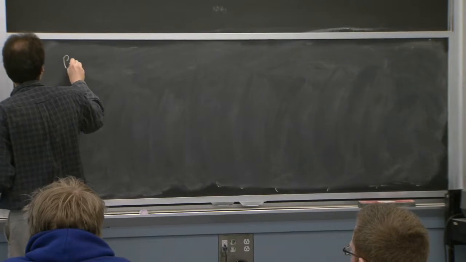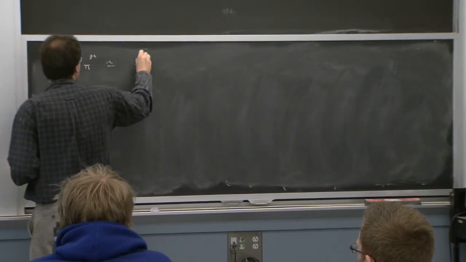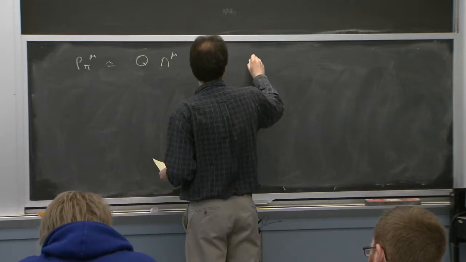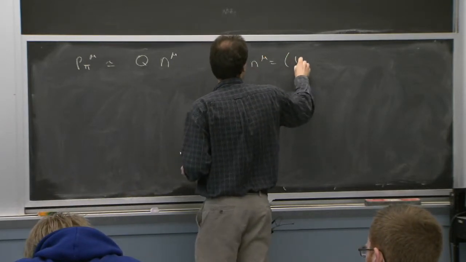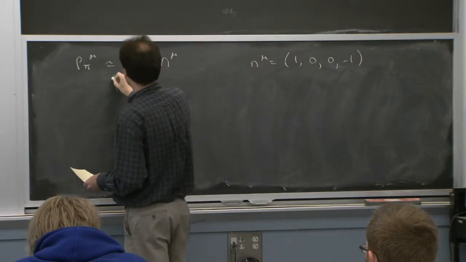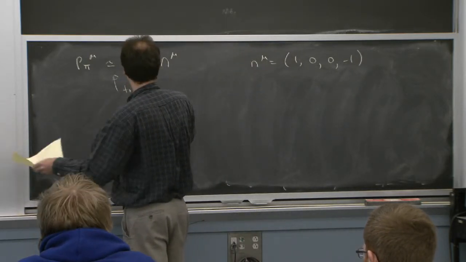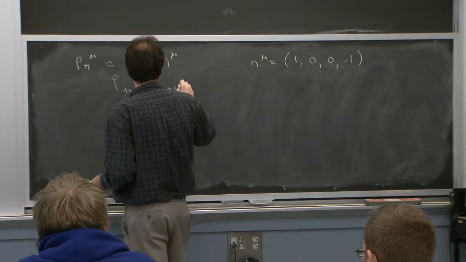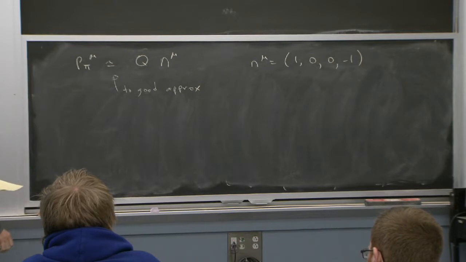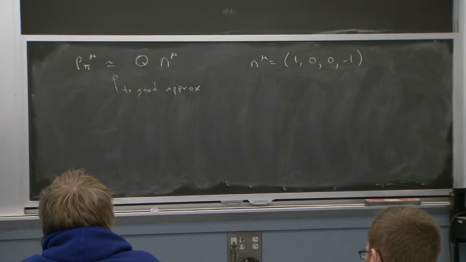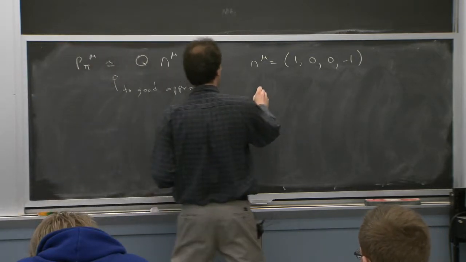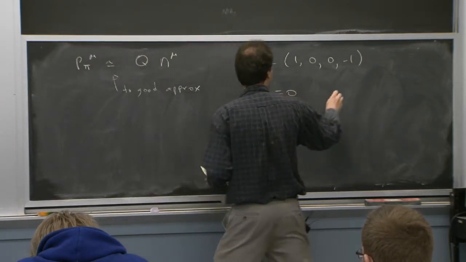So p_pi^mu here is basically some scale times a light-like vector, where n^mu is (1, 0, 0, -1). And that's to a good approximation. You can see how good over there. So we're going to use light-like vectors to talk about particles like a pion. So n^mu is a light-like vector. n squared is 0.